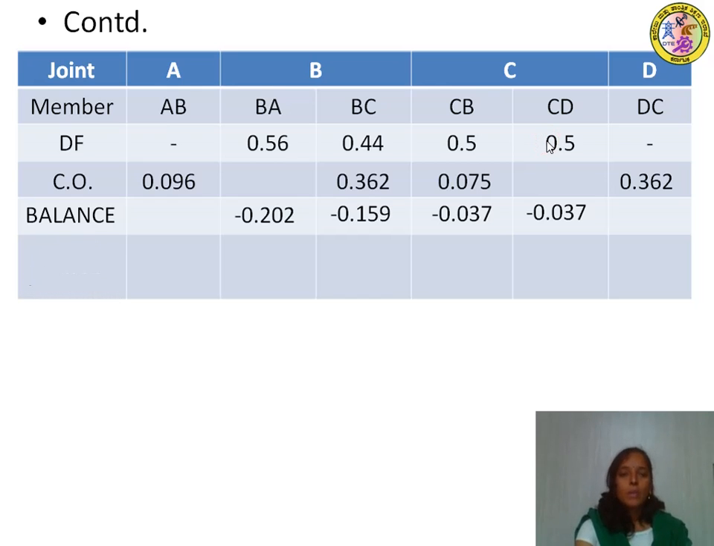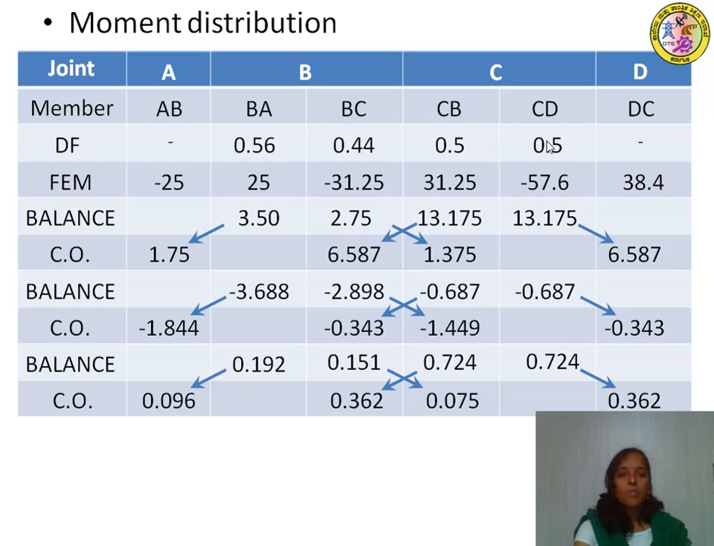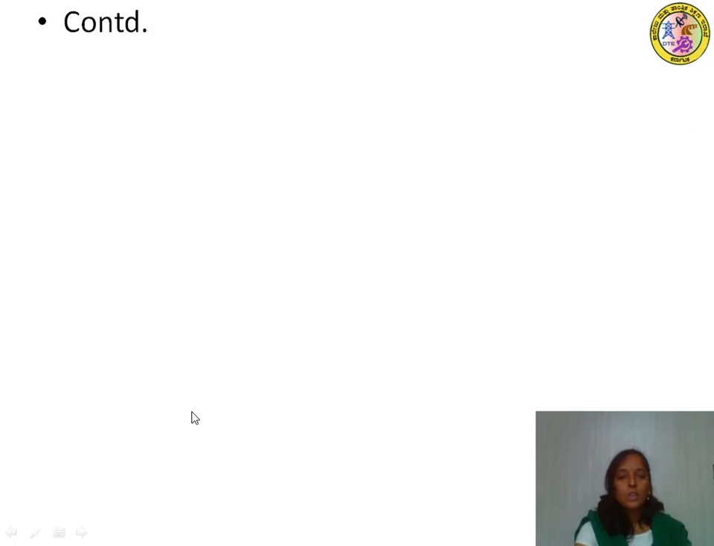So the final moments are calculated by adding all these distributed moments and the fixed end moments. You cannot add the distribution factors. So you have to add all these values: minus 25 plus 1.75 minus 1.844 plus 0.096.